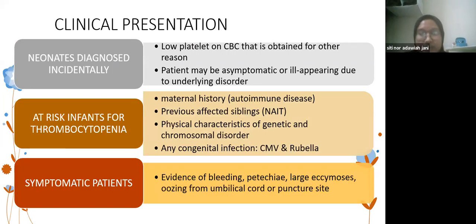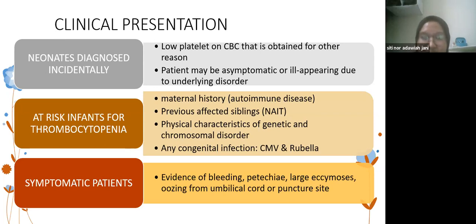So neonates with thrombocytopenia can present in three presentations. First, neonates diagnosed incidentally by a low platelet count when a complete blood count is obtained for another reason. For example, we take the complete blood count for a sepsis workup, but we find that the patient also has thrombocytopenia. And this patient may be asymptomatic or ill appearing due to the underlying causes.